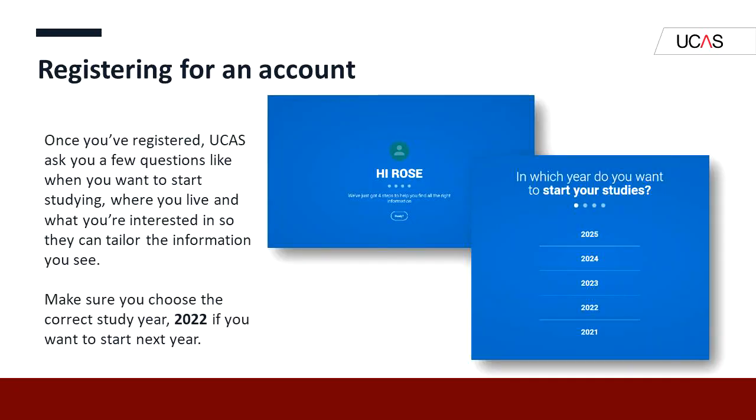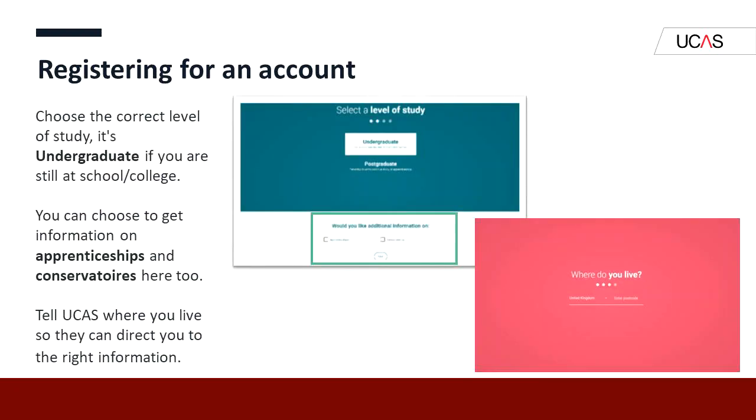So once you've registered, UCAS will ask you a few questions, like when is it you want to start studying, where it is that you live, what is it you think about studying, so they can tailor the information that you see within their UCAS hub. If you're thinking of 2022 and applying to university, do make sure that you click that year.